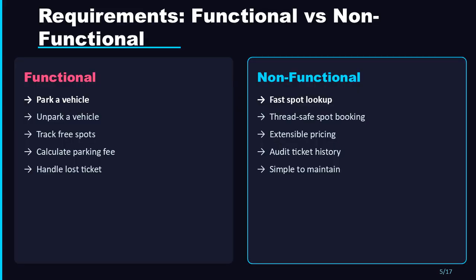Functional requirements are what the system does. Park a vehicle, unpark a vehicle, track free spots, calculate fee, and handle lost tickets. Non-functional requirements are quality constraints. Spot lookup should be fast. Booking should be thread safe. Pricing should be extensible. Ticket history should be auditable. This split impresses interviewers because it shows design maturity.